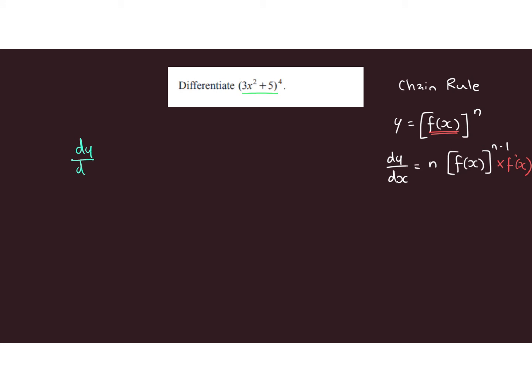So dy by dx is going to equal 4 bracket 3x squared plus 5 all to the power of 3. And we then multiply by the derivative of the inner function, which of course is 6x. This then gives us a final answer of 24x, 3x squared plus 5 all to the power of 3.